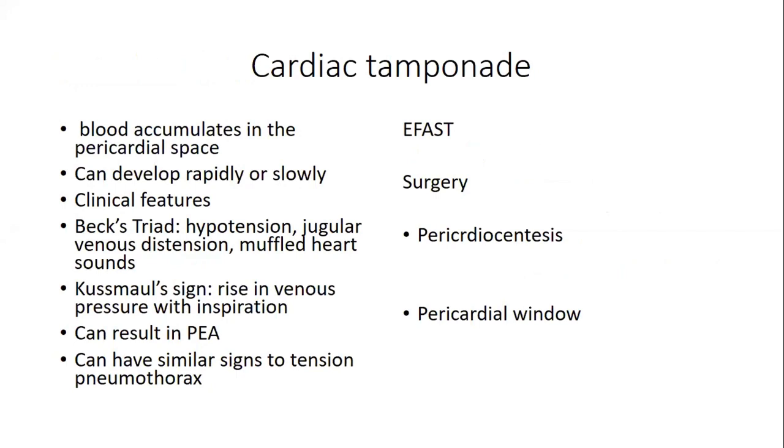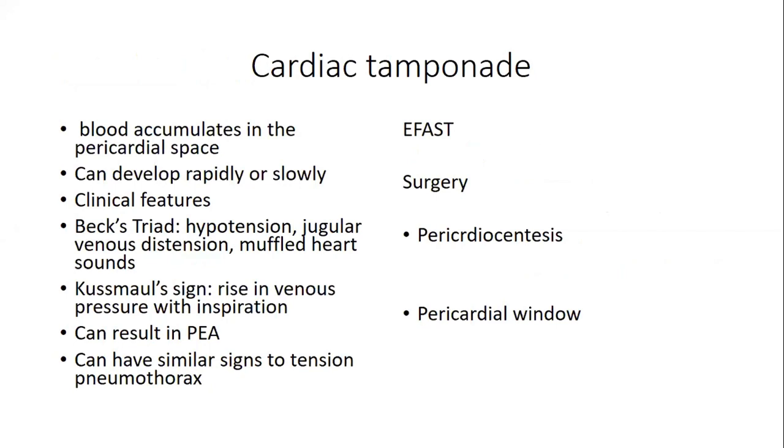Cardiac tamponade is another issue. In cardiac tamponade, we have blood accumulating in the pericardial space. It may develop slowly over days, or it may develop rapidly, especially in severe trauma. It is characterized by a triad of hypotension, distension of jugular veins, because the contractility of the heart is limited and blood cannot return with ease, and muffled heart sounds.